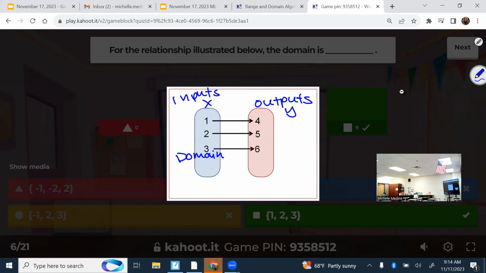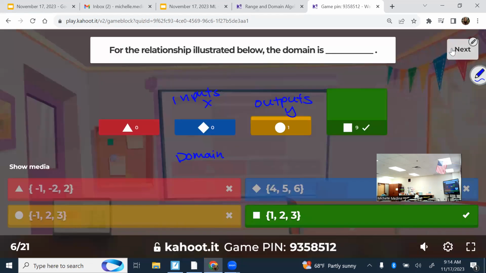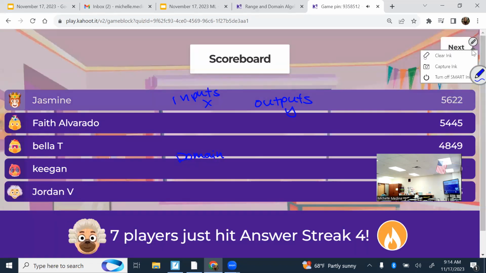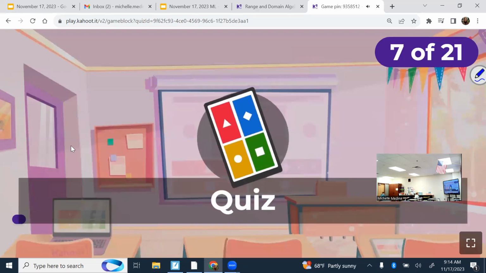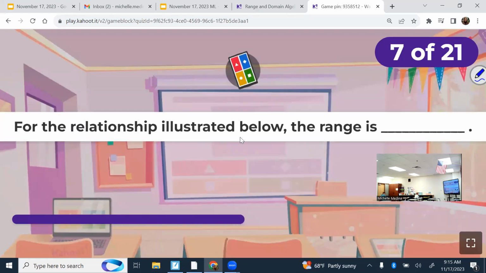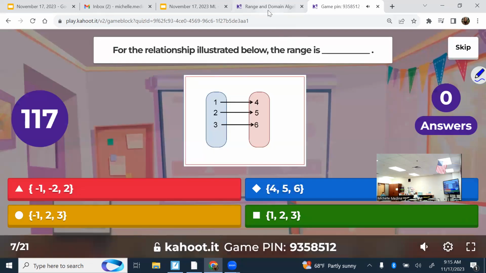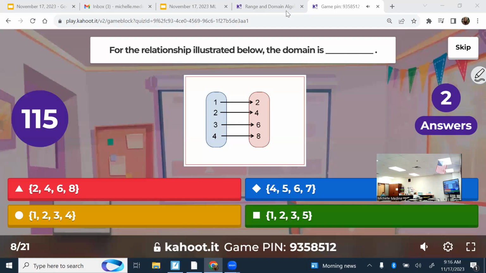Okay, so then on to the next one. For this relationship illustrated below, what is the range? Now for this illustration, what's my domain?